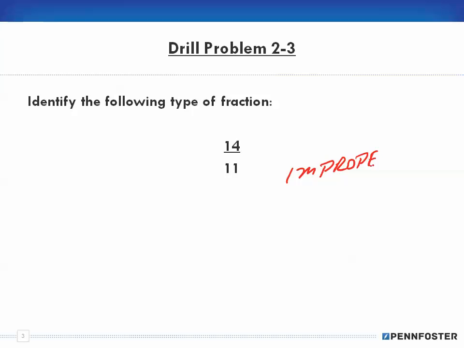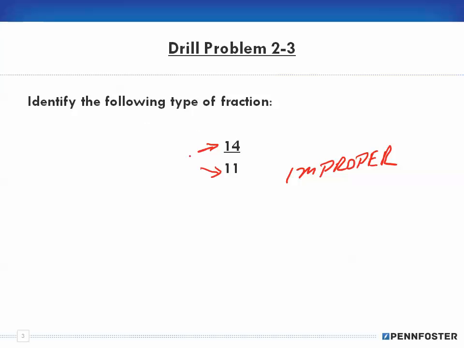Why is it an improper fraction, you might be wondering? Well, the numerator should be less than the denominator, okay? In the previous slide, let me go back up. You see how 6 is less than 7? So that makes that a proper fraction. But when you have 14 over 11, your numerator is greater than your denominator.